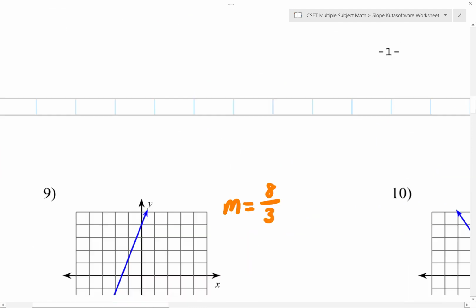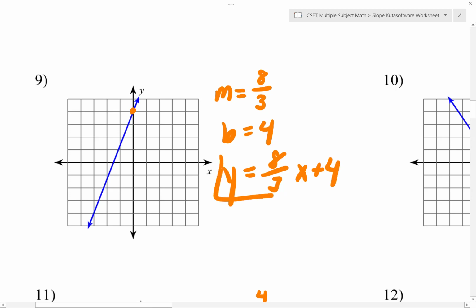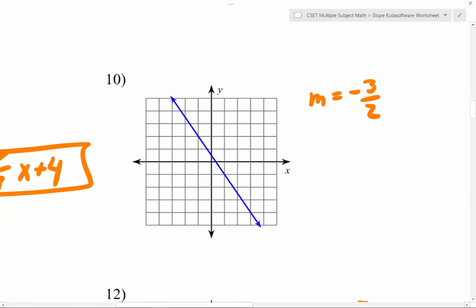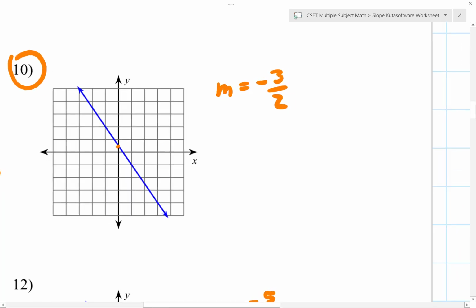We keep going. So here, my y-intercept, 1, 2, 3, 4. So b is 4. So y equals 8/3 x plus 4. Check. And again. Right in the middle there. Let's see. So it's not perfect in the middle like it was in our last one. This one we're going to have to do a bit more work. So let me show you.